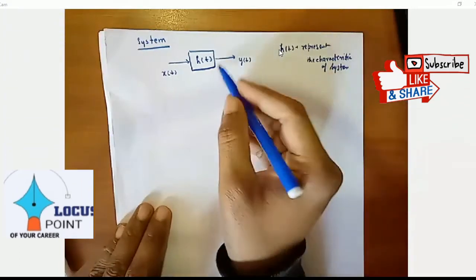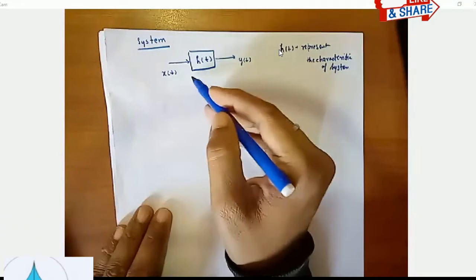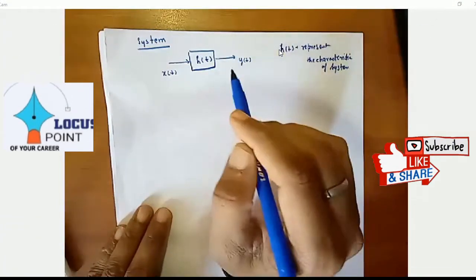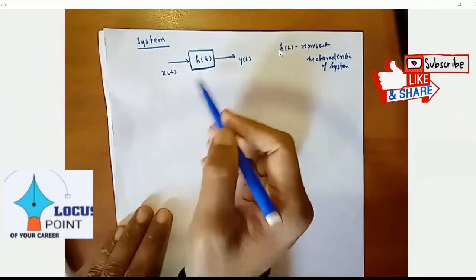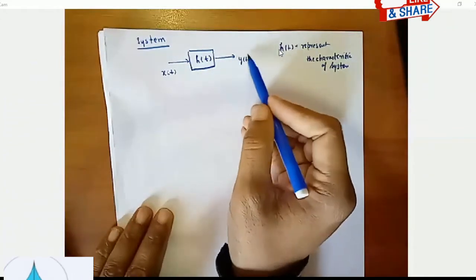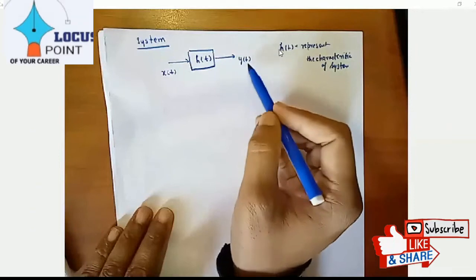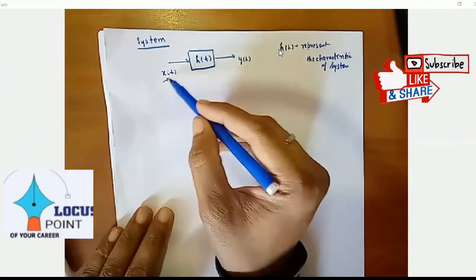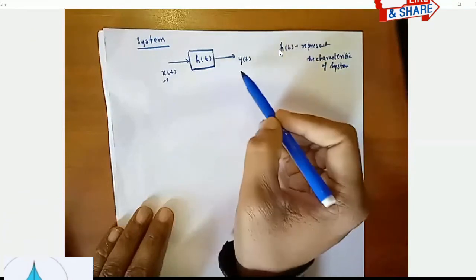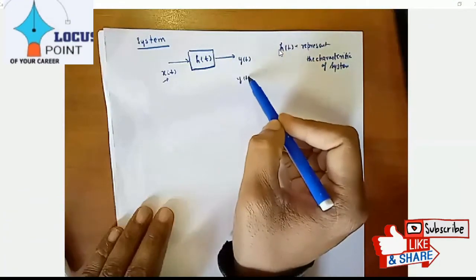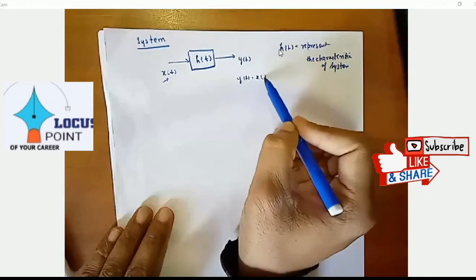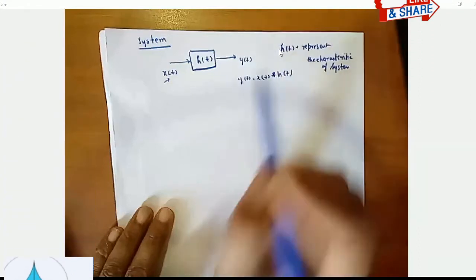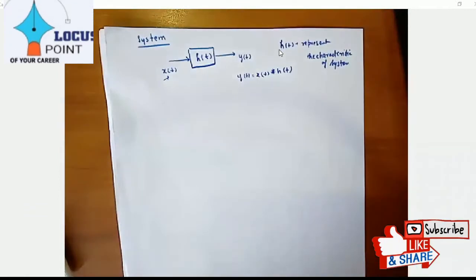If you want to integrate, there will be an integration. If you want to differentiate, definitely there will be differentiation, like this. Now if you want to calculate y of t, the output, always remember, if the input x of t is given and h of t is given, then y of t will be equal to x of t convolution h of t.